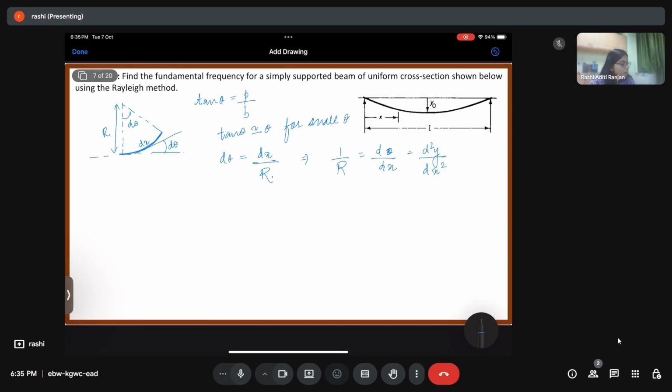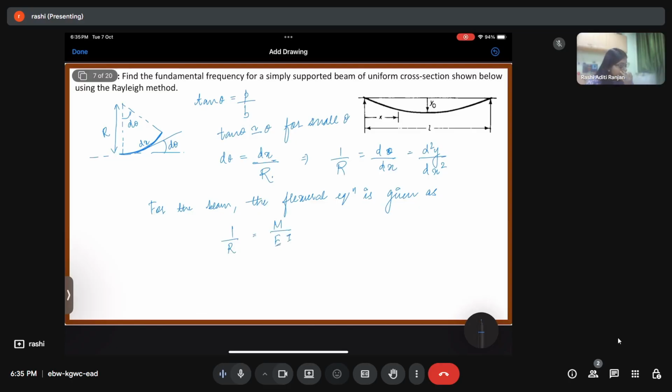Okay, so from this we have this equation. For now we'll leave it like this. Now for the beam, the flexural equation is given as 1 by R is equal to M by EI.